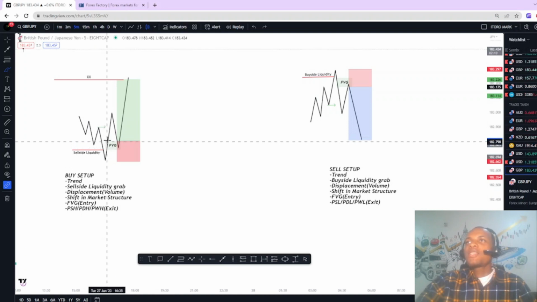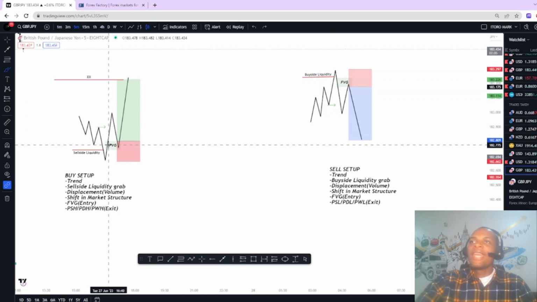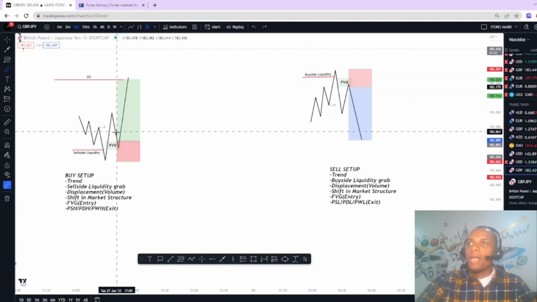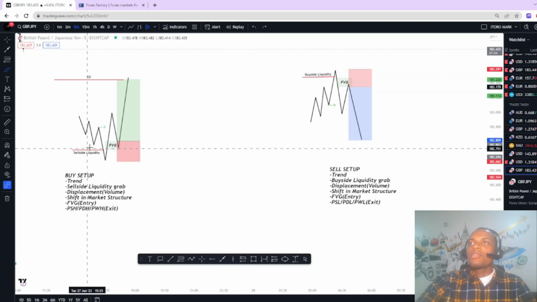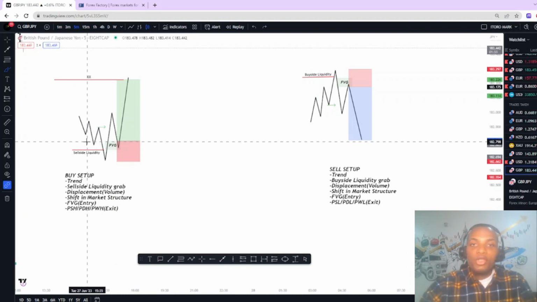You must always see that displacement leg break market structure and also drop behind an entry fair value gap where price will come back into for you to take your trade, right? So this is the pattern for a buy setup. And where do you want to be taking your profit on the chart?